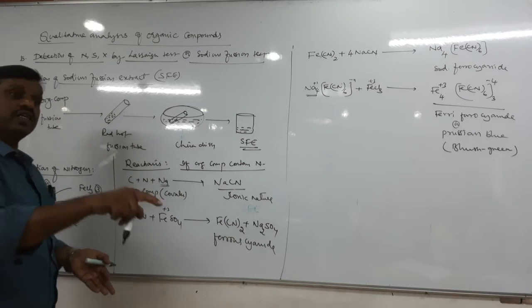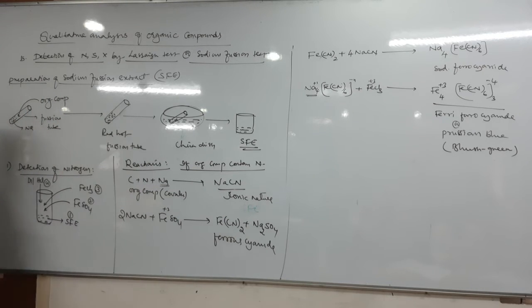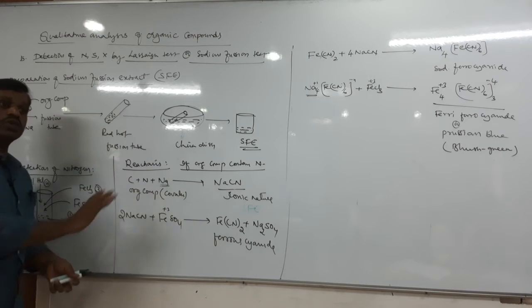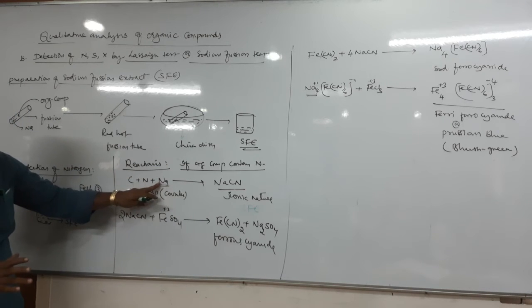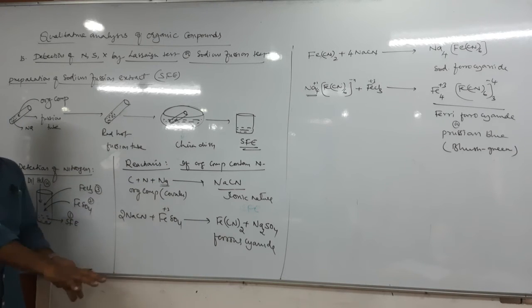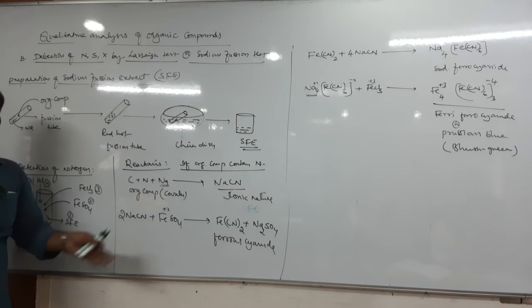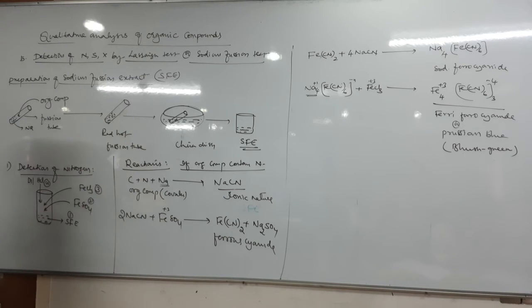So to neutralize that, we add acid. That means acid makes a neutral condition, because there is a possibility of formation of sodium hydroxide, since sodium is there and water will be produced from the organic compound. Therefore, to neutralize that, we add dilute HCl. It is called acidified. The whole solution is acidified.